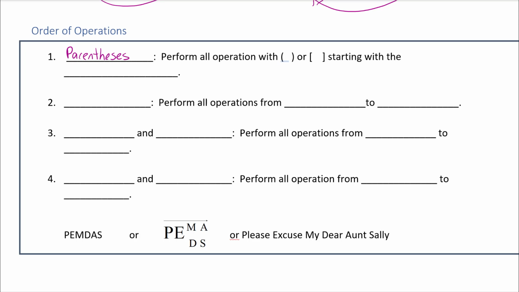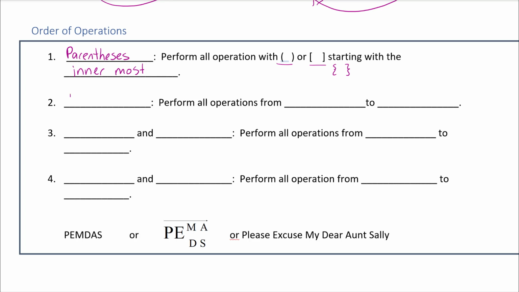For the parentheses step, I want you to perform all operations within any parentheses symbols, starting with the innermost set of parentheses. So notice I have a parentheses here and I have a bracket. It also could look like a brace, like squiggles, okay? Most of the time we use the braces for set notation, but it possibly could be another set of parentheses if you needed another shape, okay?